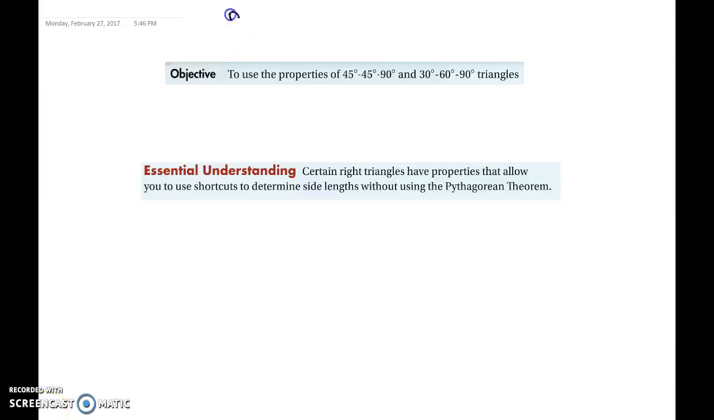All right, so now we're going to move on to section 8.2. And in this one, it is special right triangles.